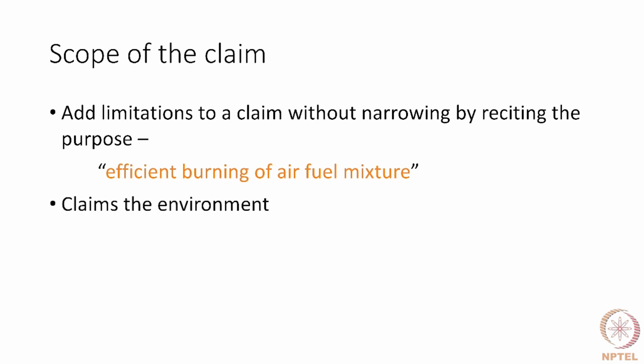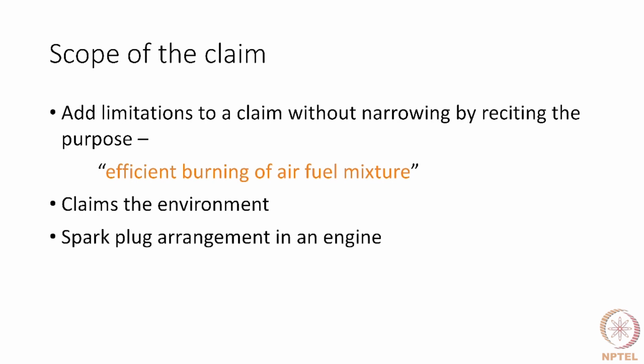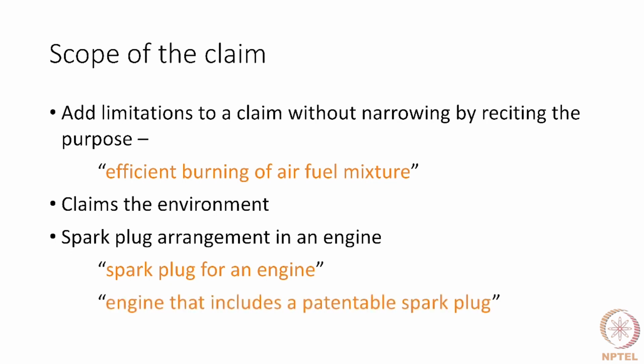You can also claim the environment. Environment in the sense that we had seen in the Bajaj case, the invention pertained to spark plug arrangement. So rather than claiming a spark plug for an engine, which is the way they could have claimed it, they had claimed an engine that includes a patentable spark plug or a patentable arrangement for a spark plug. So what was claimed was an engine with the patentable arrangement as a part of it. So this is a way to claim the environment. Environment in this case being the engine.